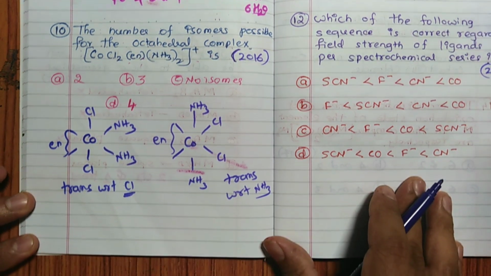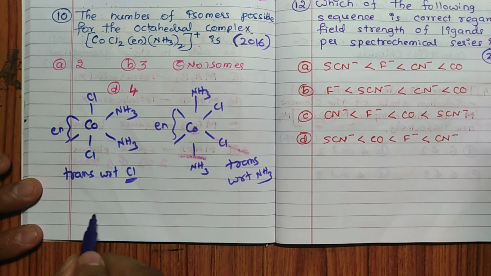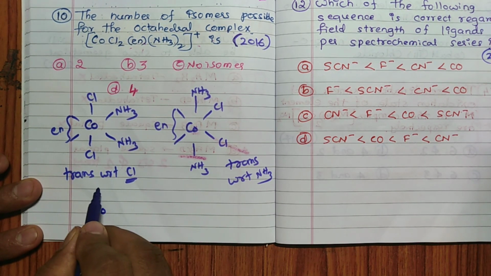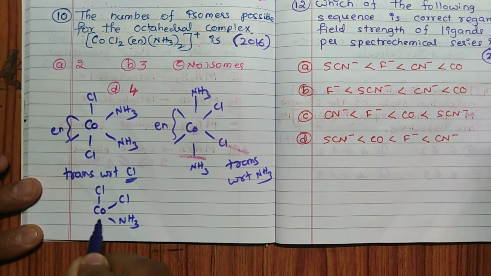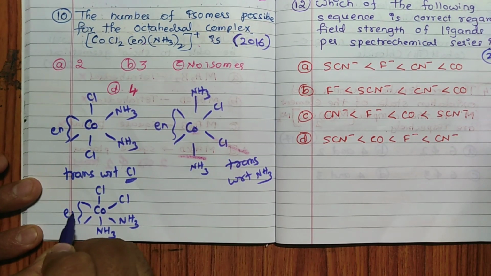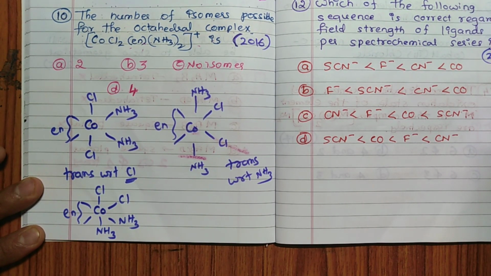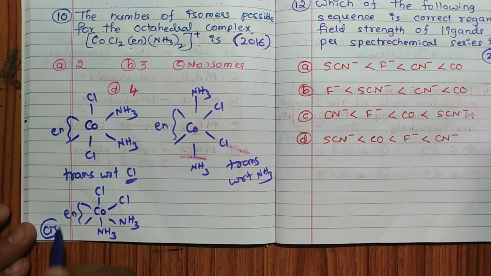But when I draw cis, remember, I can draw only one cis for this. That is Co, Cl, Cl, NH3, NH3, then en. Only one cis for this, remember. If I draw another one also, what I have to do? I have to write NH3, NH3 here and Cl, Cl here. It is the same only. Hence, this is the only cis possible for this.